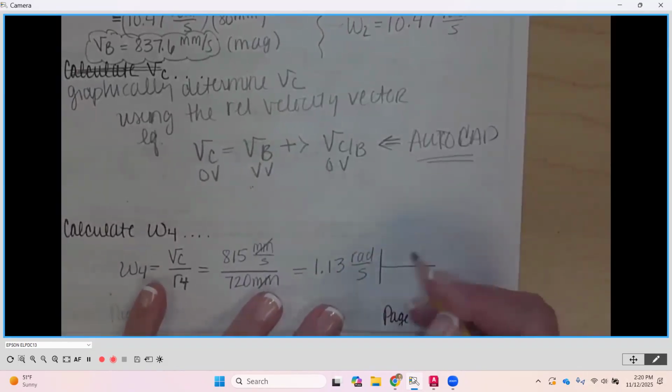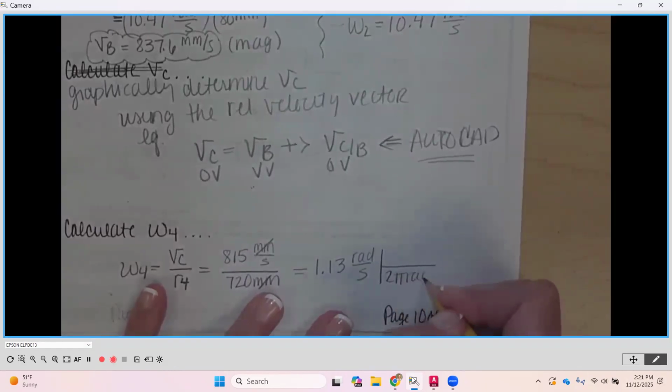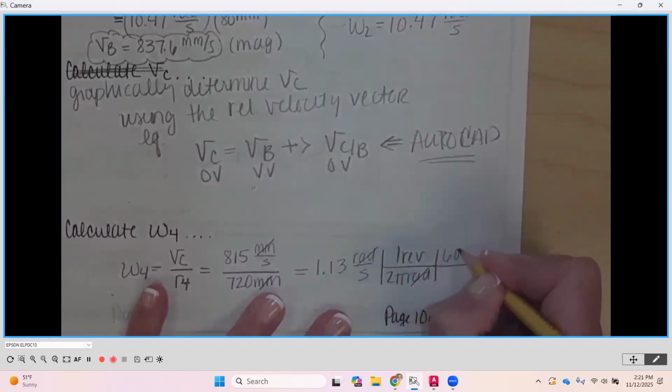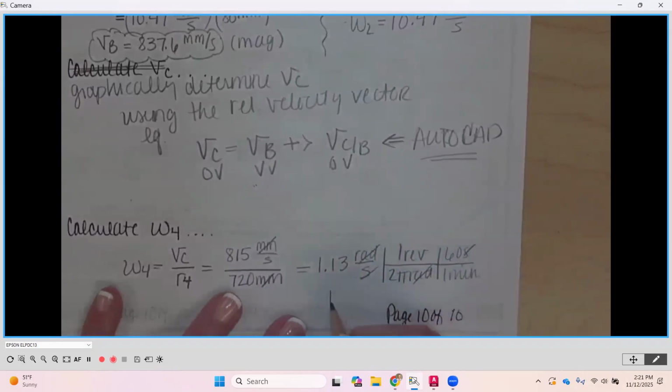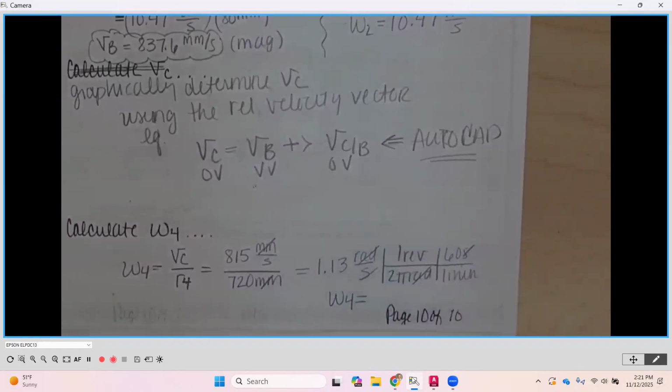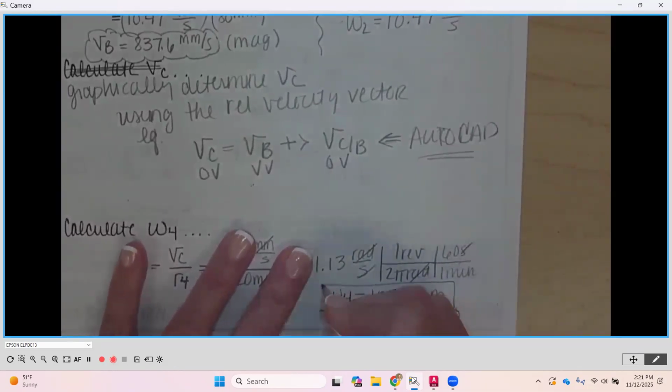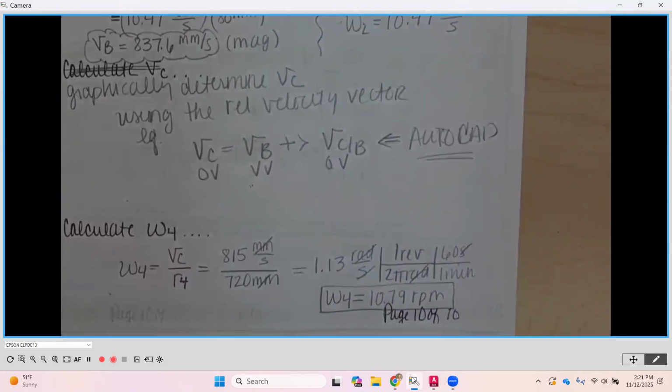So you're going to continue on here. We're going to say 2 pi radians in 1 revolution. Radians cancel. And then we know that there are 60 seconds in 1 minute. Seconds cancel. So our W4, we're going to report in RPM. So 1.13 times 60 divided by 2 pi should be 10.79, 10.8 RPMs. This is a box around final answer.